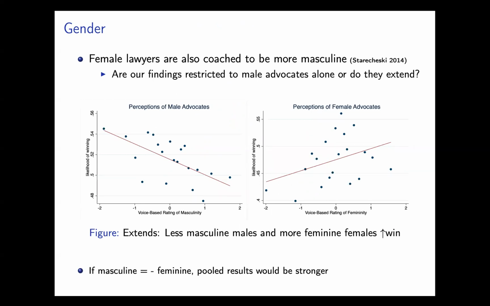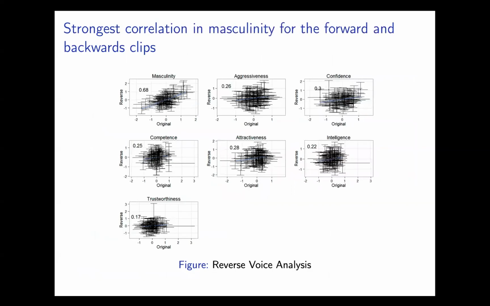Less masculine males and more feminine females are more likely to win. So if masculine is the opposite of feminine, the pooled results will be stronger. So what is it about masculinity that may be something that HR screens for? We played the clips in reverse, and we found the strongest correlation in masculinity for the forward and backward clips, suggesting there may be something deeper when it comes to masculinity.